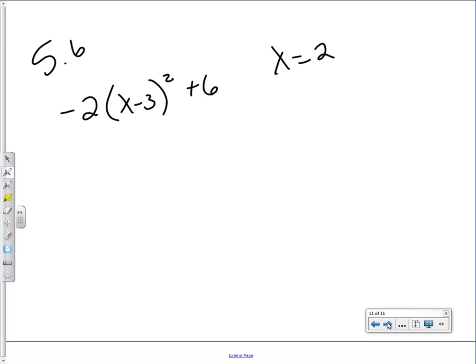Okay. The next one is from section 5.6. We have negative 2 times x minus 3, squared, plus 6. And they tell us that x is going to be 2. So we're going to take out x here and put 2 in its place.